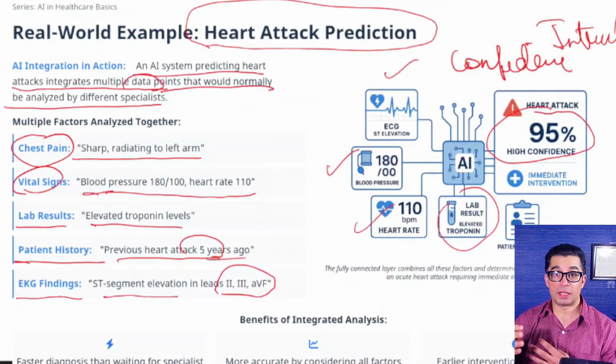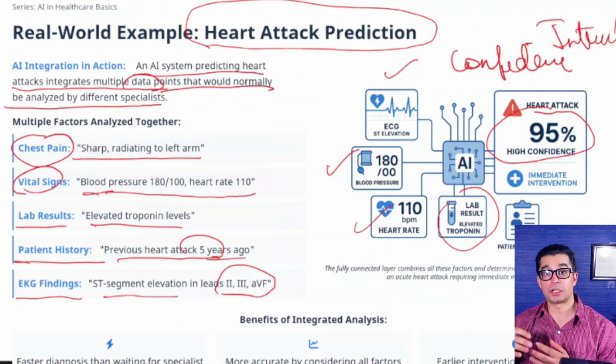Now, when an AI system gives a doctor, a clinician, a recommendation, this is where the action happens. The fully connected layers are where that recommendation was actually formed. And this is important because, for example, patients can ask the doctor, hey, what information did the AI use to make this recommendation? So in the future, patients will be asking, how good is this AI?